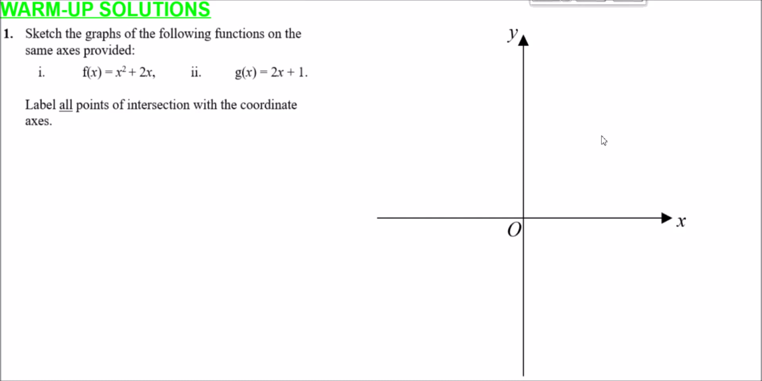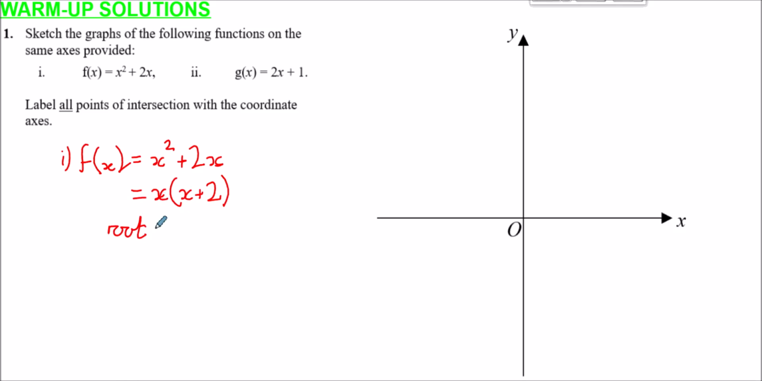So for question one, we have to sketch the graphs of the following functions on the same axes provided. So the first one we've got to do is f of x equals x squared plus 2x. And of course, we need to label all points of intersection with the coordinate axes. So for the first one, where we have f of x is equal to x squared plus 2x, the first thing to notice is this will factorise. So we can factorise out an x, and that gives us x plus 2. So this is going to have roots when x is 0 and when x is minus 2.